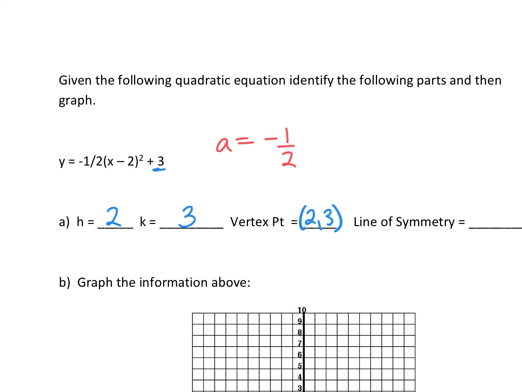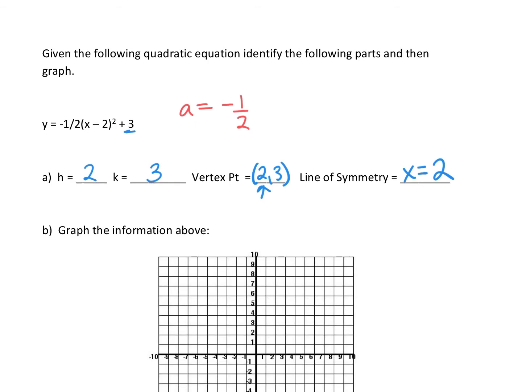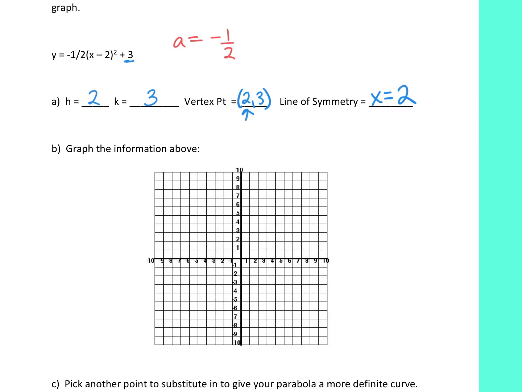And then my line of symmetry, so if we remember, it just goes through that vertex, right? Yep, x is 2, because the x value of the vertex is 2. Okay? Now we just graph what we know. So I know where the vertex is, 2, 3. I know where my line of symmetry is. It goes through the 2.